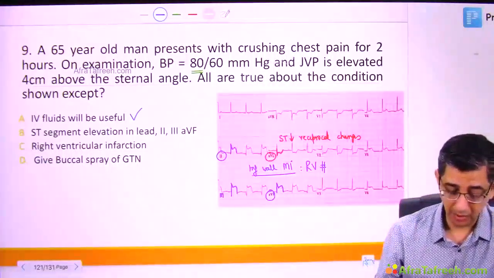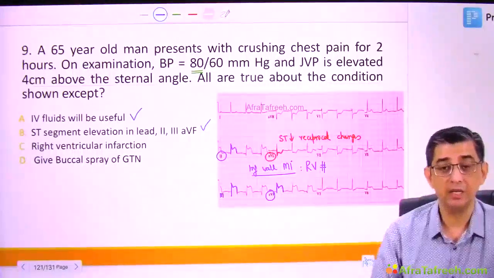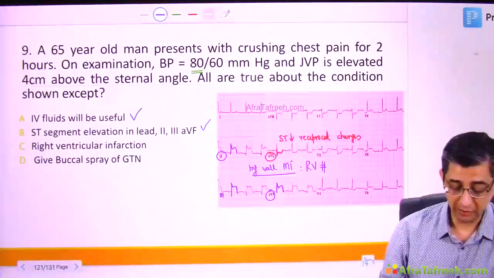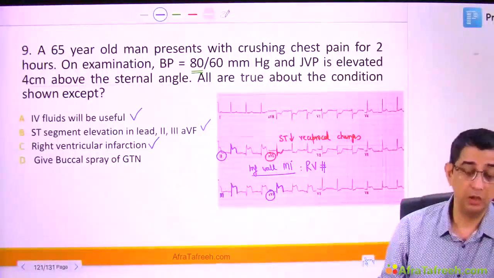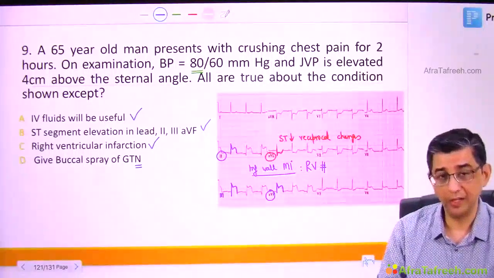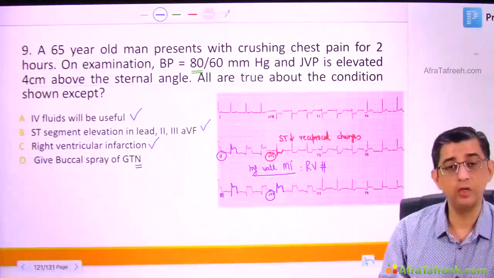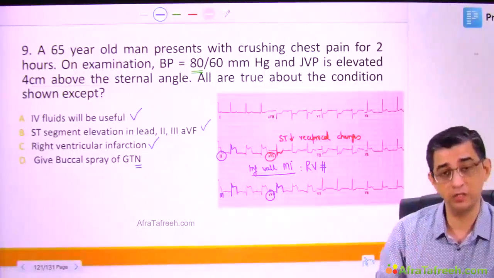ST segment elevation in leads 2, 3 and AVF, yes, I just demonstrated that. Inferior wall MI mainly signifies right ventricular damage, but look at what he has written: give buccal spray of GTN. Now, if somebody's BP is already low and you give nitrates, because it is a vasodilator, it will rather cause worsening of the hypotension of the patient.